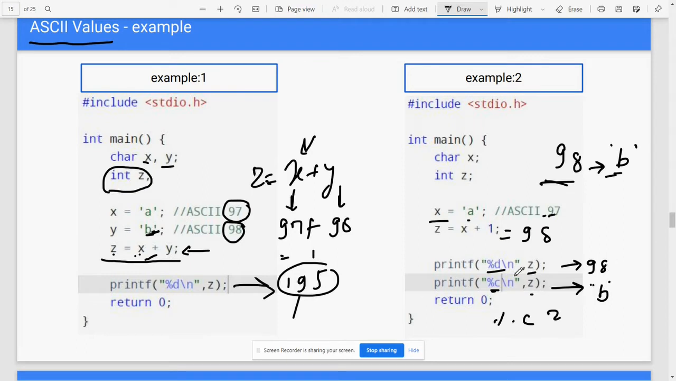This \n is just for changing the line, which I have already discussed. It will not appear in the output; it will just change the line after 98 and give these two values on different lines. So this is what %d and %c mean with the same particular integer.